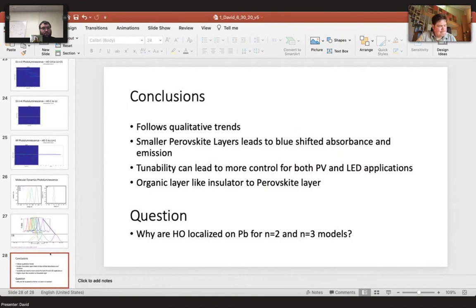So the localization of orbitals on the lead, I was not expecting. And Aaron seems to be of the opinion that that's at least plausible to be correct. And the intra-band radiative relaxation rates are also an interesting effect that I wasn't expecting. Okay. Yep.